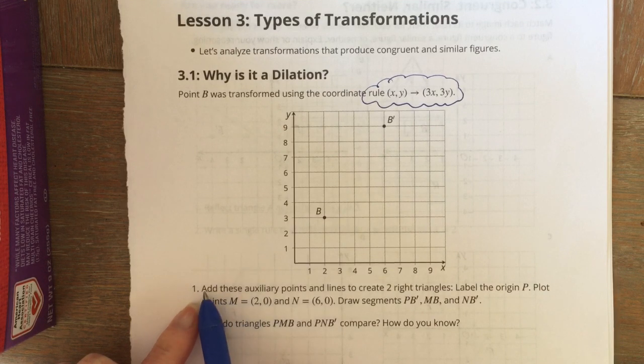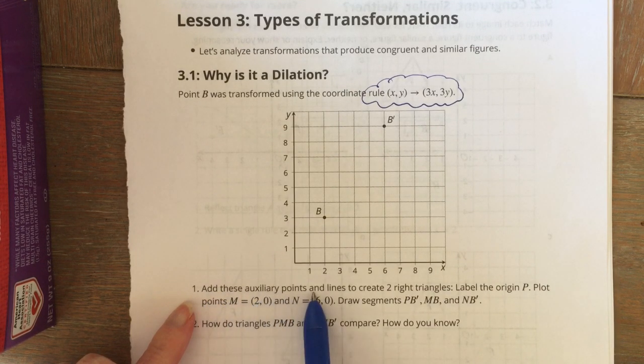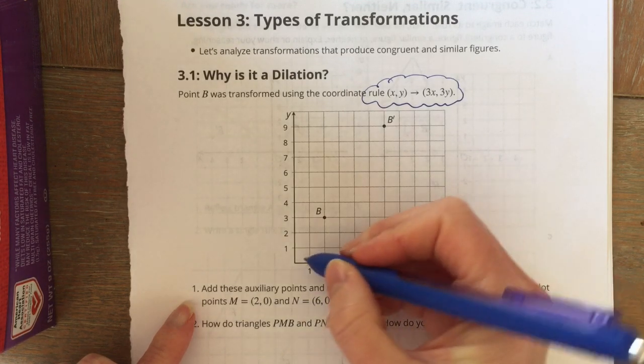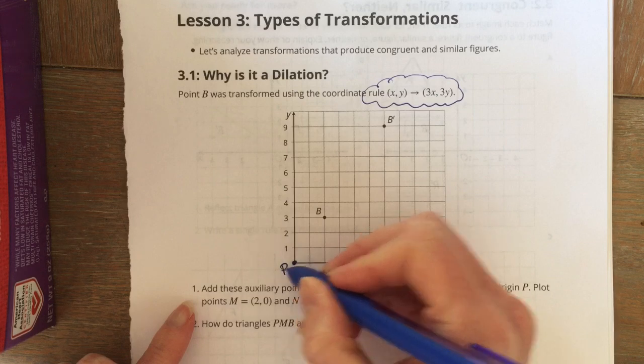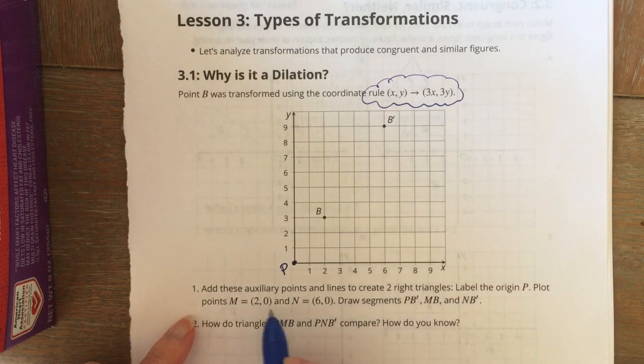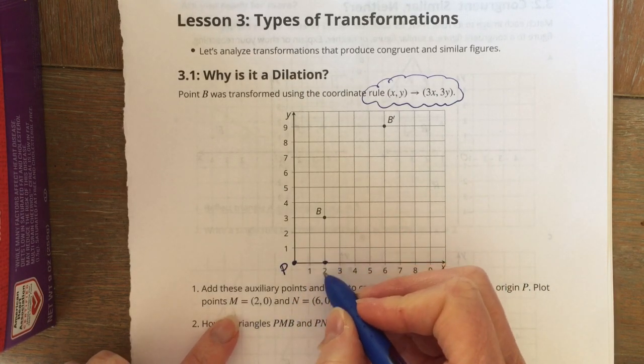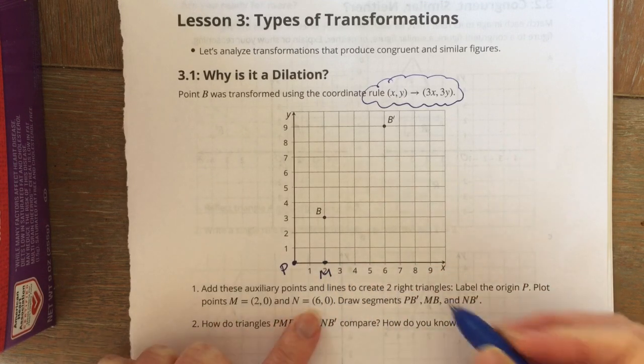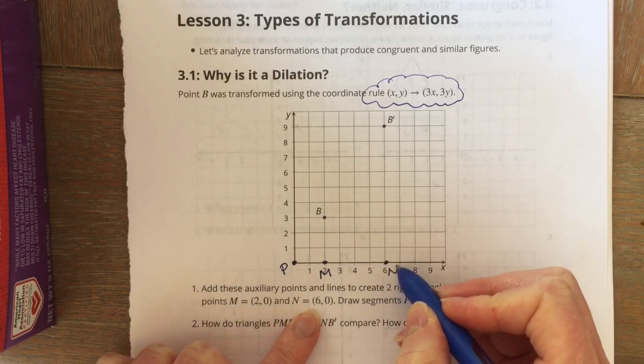So let's take a look at the first statement. Read this with me. Add these auxiliary points and lines to create two right triangles. Label the origin point P. This is my origin point P. And we're going to plot points M. This is (2, 0), it's M. And N is (6, 0).